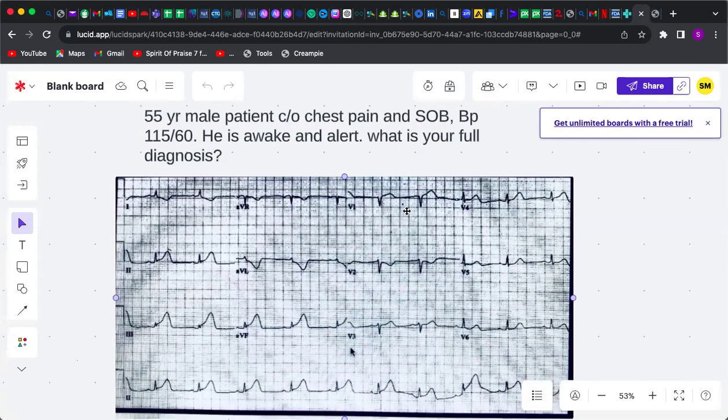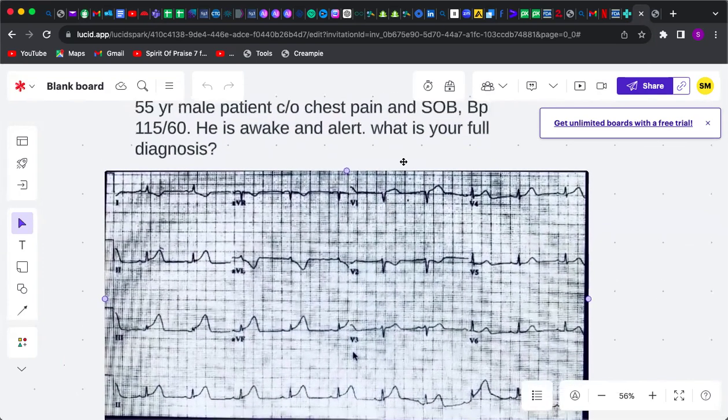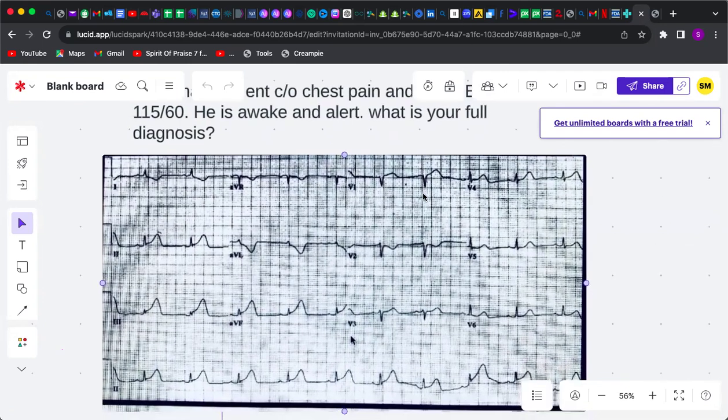This is a 55-year-old male patient who complained of chest pain and shortness of breath. He had a BP of 115/60. So he's actually awake, he's alert. And then we were asked to dissect this ECG. So I hope it's clear for us all to see.